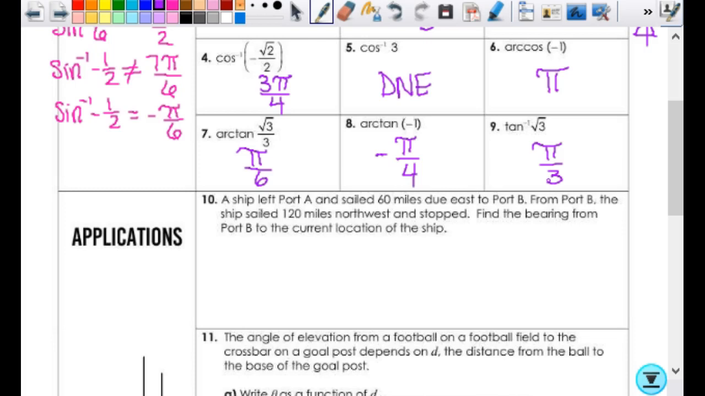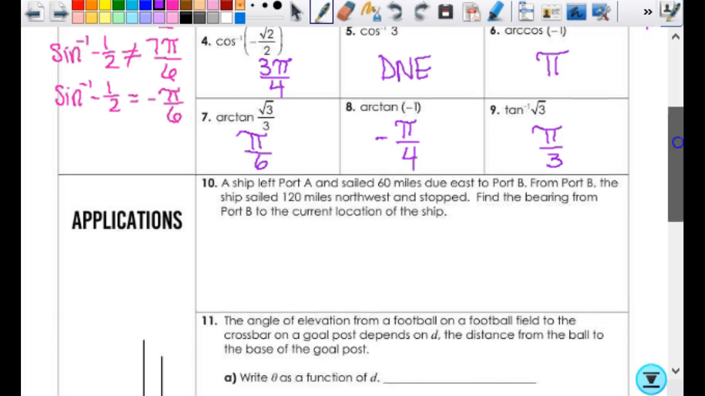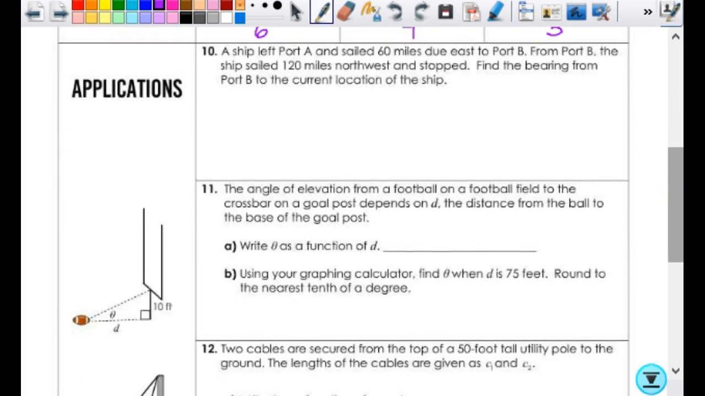Any questions first? All right. Number 10, a ship left port A and sailed 60 miles due east to port B. Okay, we have to add something in here. From port B, the ship sailed 120 miles northwest and stopped. So we have to add something. Directly north of port A. Otherwise, the question doesn't make any sense.